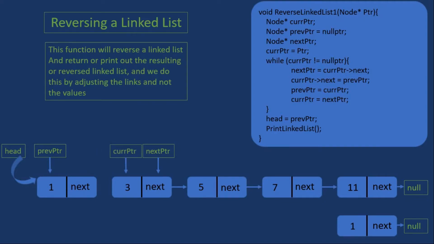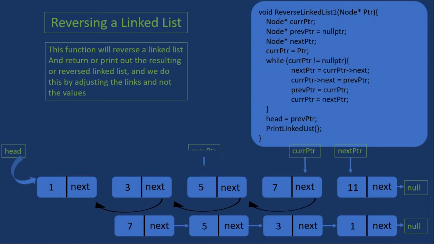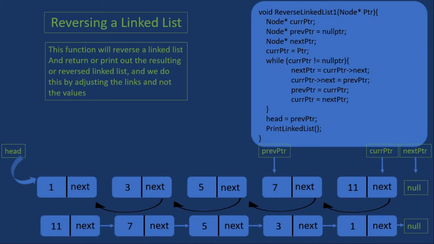Since the current node pointer is not pointing to null, we are still in the while loop, and we repeat the same steps until the node with the value of 11. When we set the next pointer to the current node's next pointer, in this case the next pointer will be pointing to null, and we continue to set the current next pointer to point at the previous node's pointer, which is the node with the value of 7, and set the previous pointer to the current node pointer, and then advance the current node pointer to point at the next node, which is already pointing at null. Therefore, the current node pointer is pointing at null.